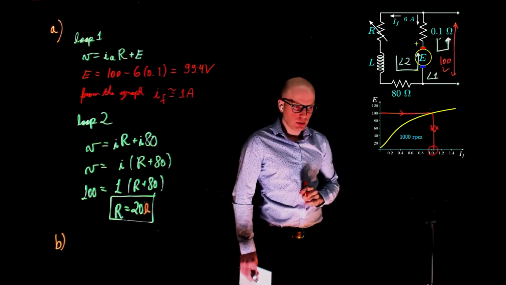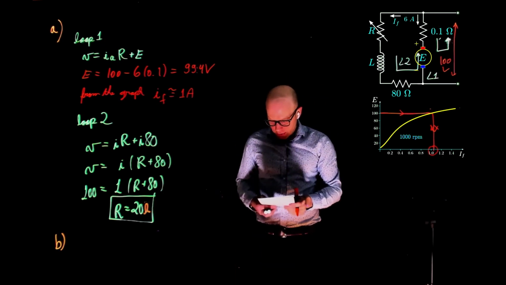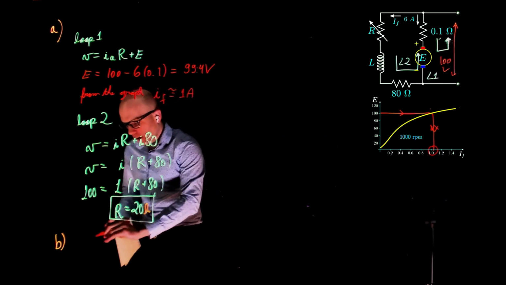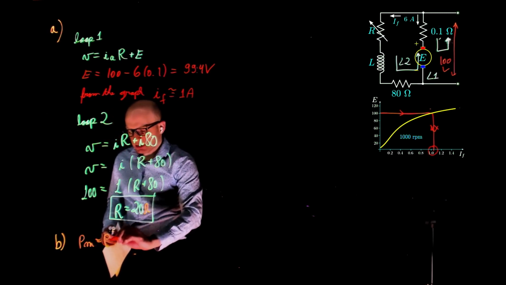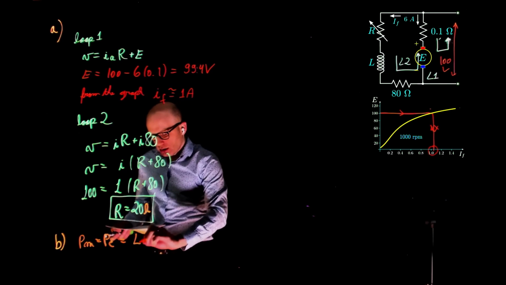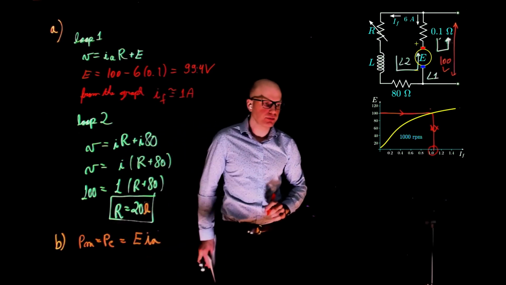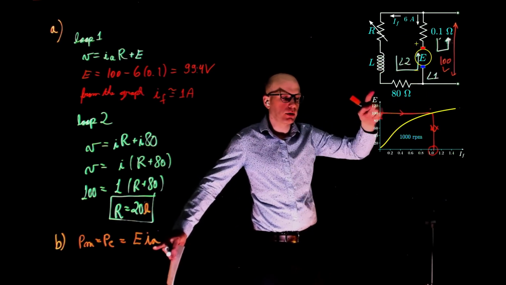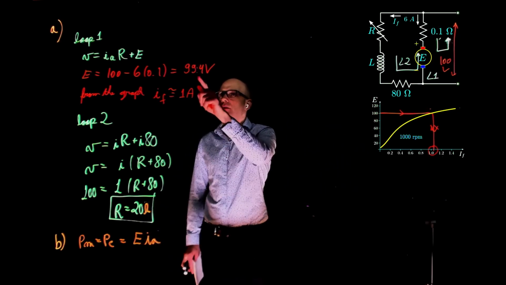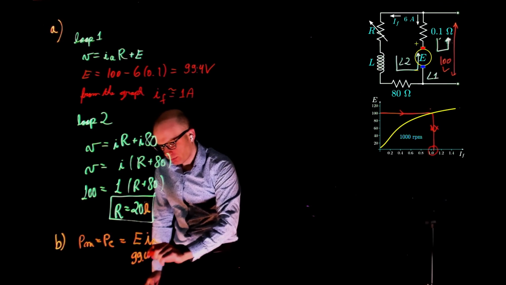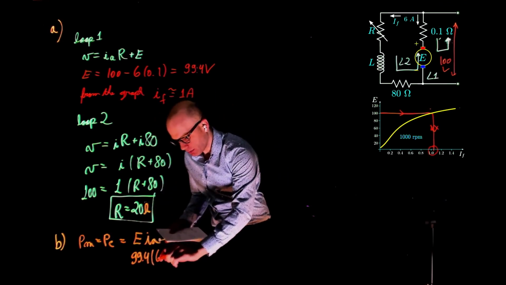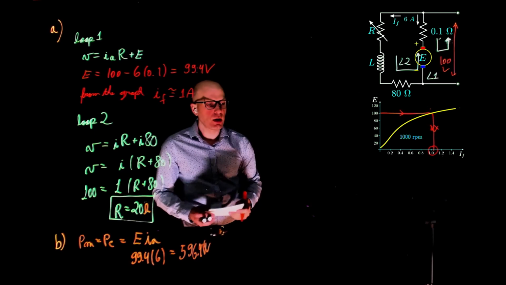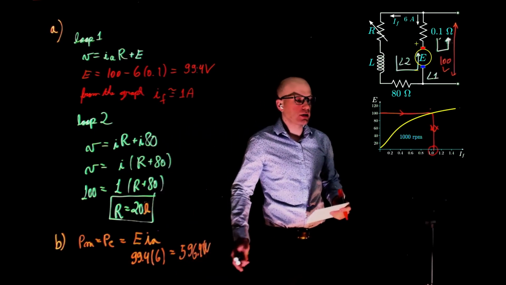Yeah, thanks. So for B, we have the mechanical power at 1000 RPM. What is the mechanical power at 1000 RPM? The mechanical power, if conservation applies, is the same as the electrical power, which is E times IA. IA is the one flowing through the motor itself, not the one through the winding. Right? So E was calculated as 99.4, and the current there is 6 amps. So this gives 569.4 watts. And according to the conservation of energy, this should be the same as the mechanical power.